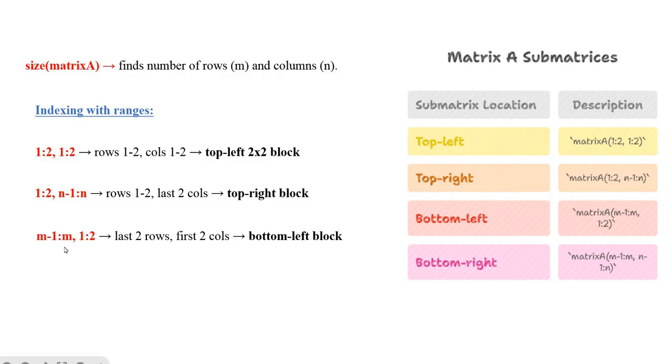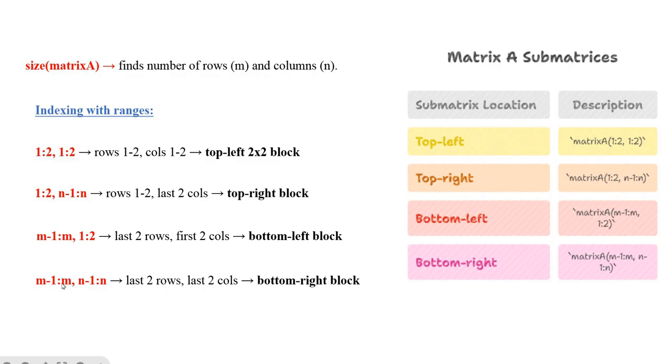Then we have m minus 1:m, 1:2. m minus 1:m is the last two rows. Why m here? Because m is the number of rows. So this will give you the last two rows, and 1:2 will give you the first two columns. So here you will get the bottom left block. For the bottom left block, you will write it as A, opening bracket, m minus 1:m, 1:2.